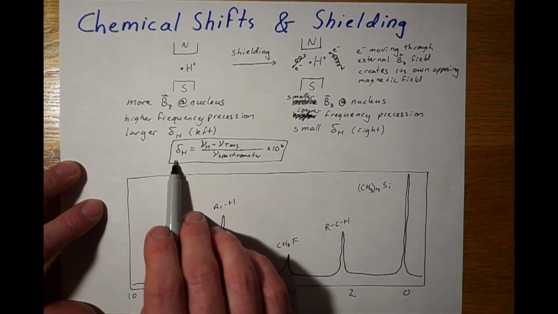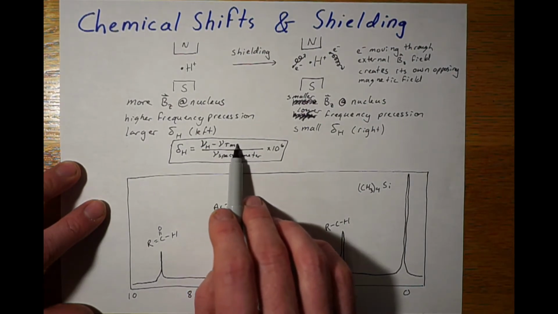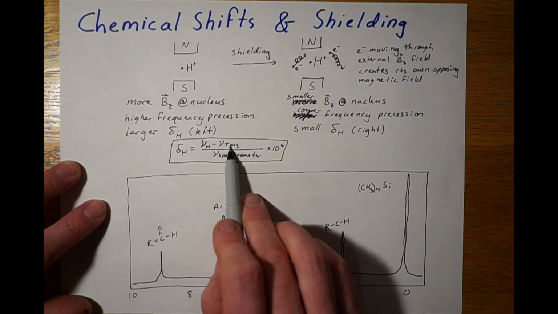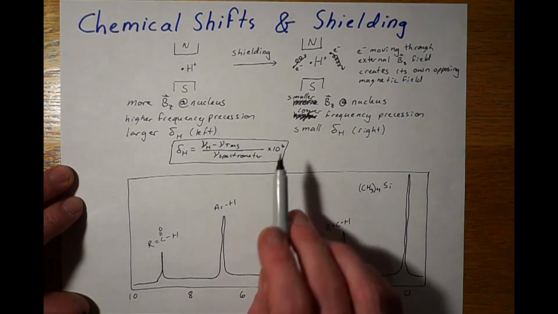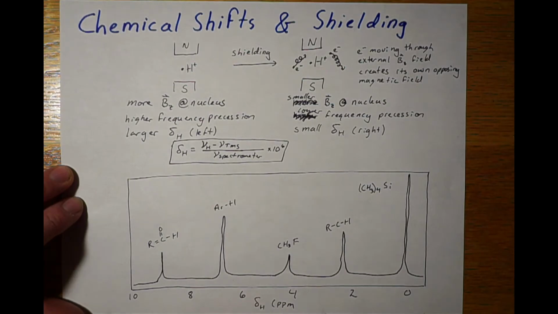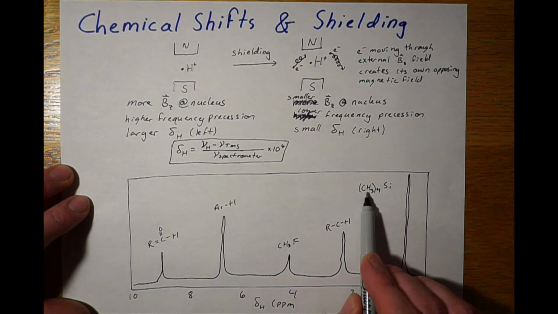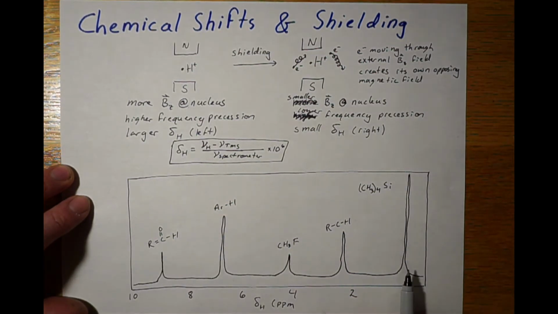And recall that, of course, our definition of chemical shift is the frequency of the proton minus the frequency of a proton in our reference sample, tetramethylsilane, divided by the frequency of the spectrometer times 10 to the 6. And this gives us chemical shifts in parts per million. So by definition, TMS, Si(CH3)4, always shows up at 0 chemical shift if we're using that for our reference.